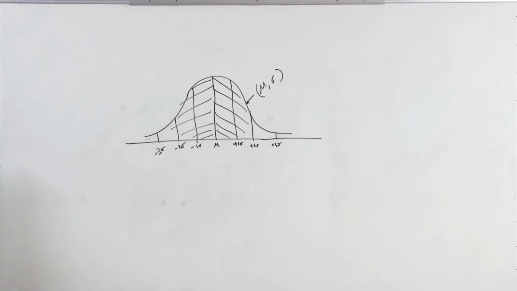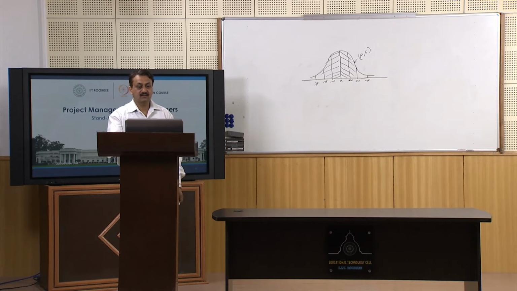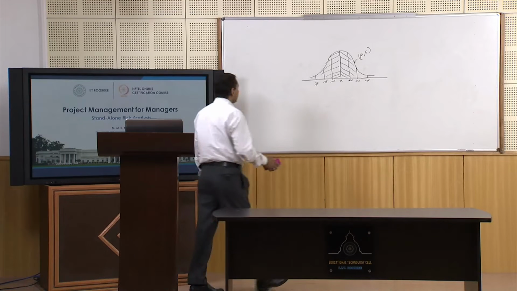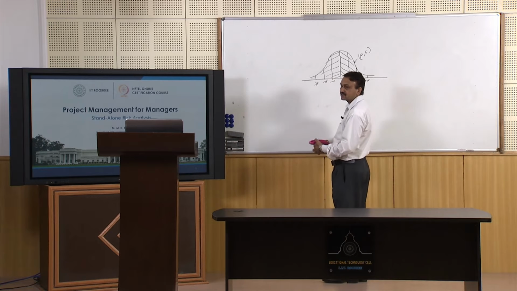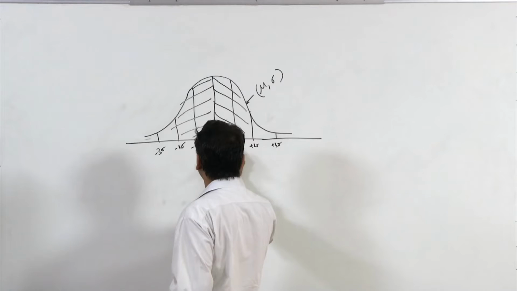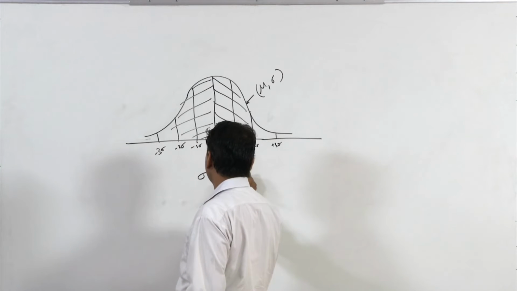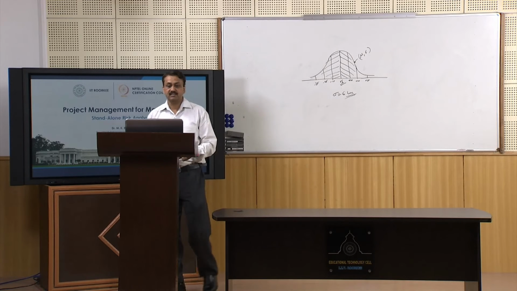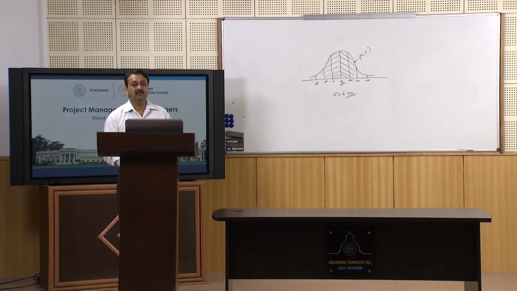So an example of risk with continuous probability is normally distributed, where average profit is 15 lakh with standard deviation of 6 lakh, right. So mean is 15, in this case 15 lakh, and standard deviation is 6 lakh, right. What is the probability of earning at least 10 lakh can be calculated, or you have to calculate what would be the probability of earning at least 10 lakh rupees profit from this particular project, right. So how to solve this question?